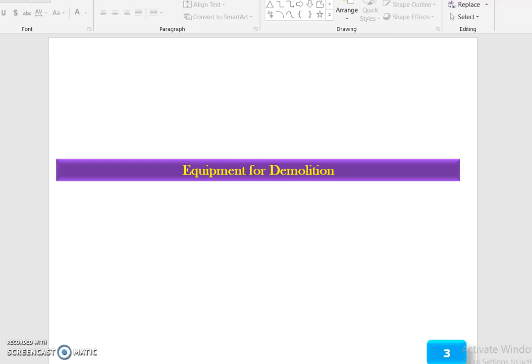So in the first unit we discussed the equipment. Now in our unit 2 we are going to discuss the equipment for demolition, the modern construction approach. So now we deal with what the equipment is. So, the equipment for demolition.